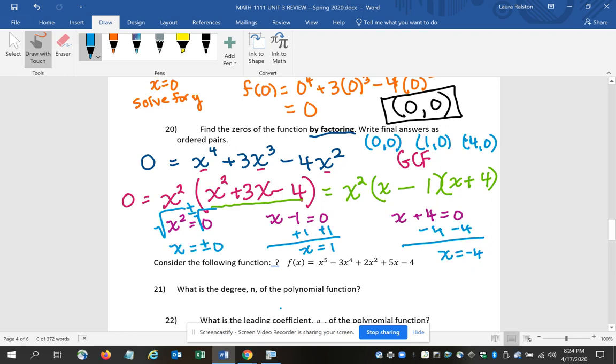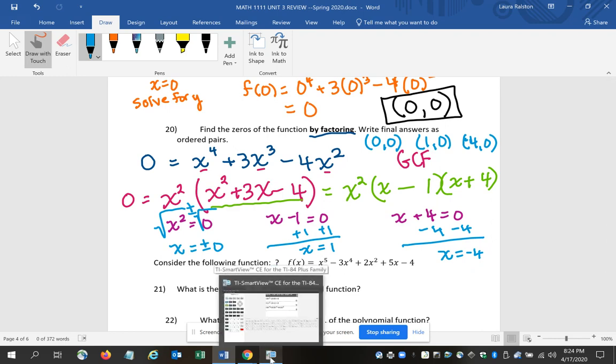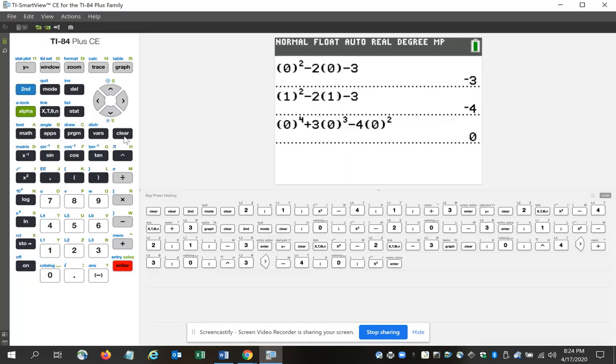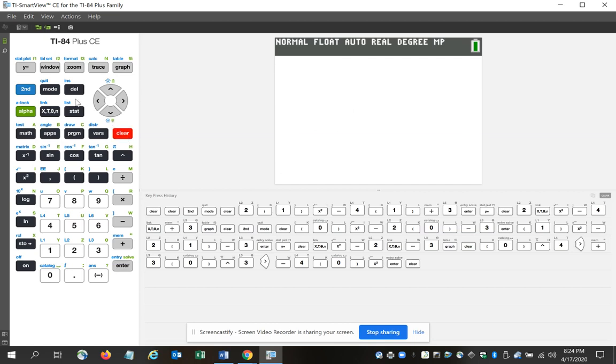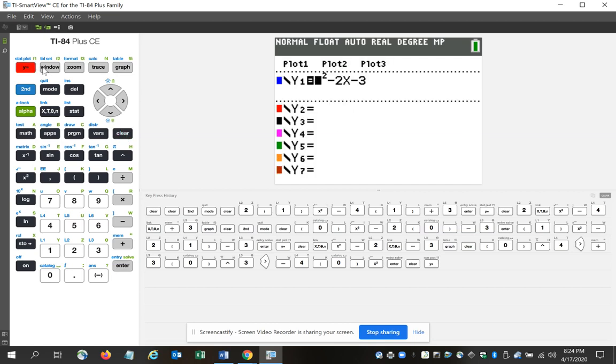Now, had you wanted to try to estimate those instead of doing the factoring, you might could get by with doing that. Again, you can go out and put it into the calculator. So you would have x raised to the 4th, get out of the exponent, plus 3x raised to the 3rd, arrow out, minus 4x squared, and graph.